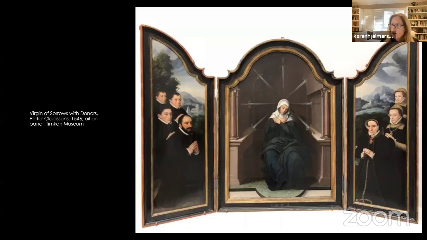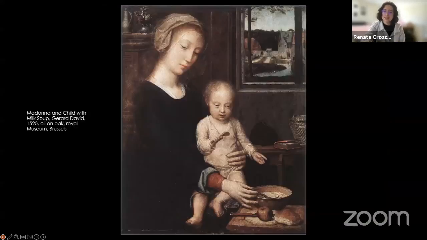Was there one more question, Renata? Yes, there are two sandals in the marriage portrait of Arnolfini and one sandal in one of the triptychs. What do these sandals mean?